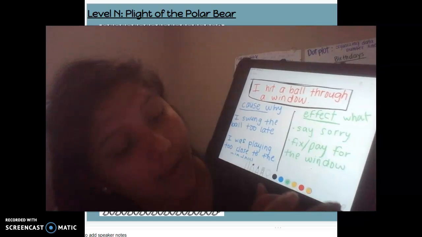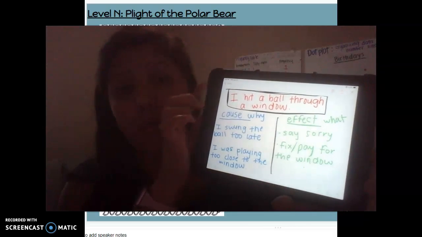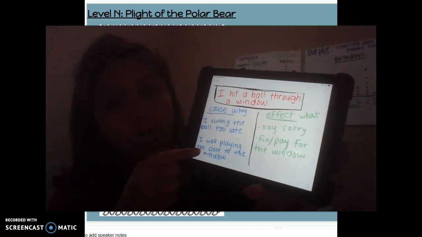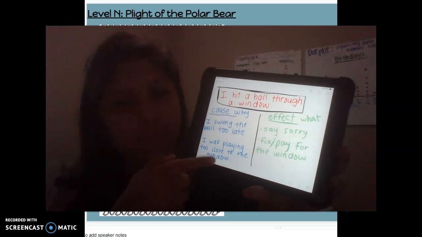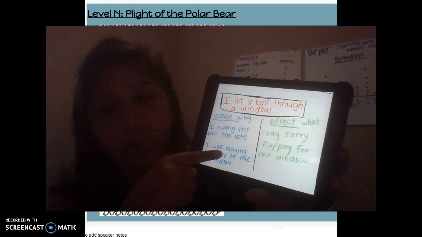Okay, so I have the why. So I hit a ball through a window. Okay, well why? What happened? What caused that to happen? I swung the ball too late. I was playing too close to the window.